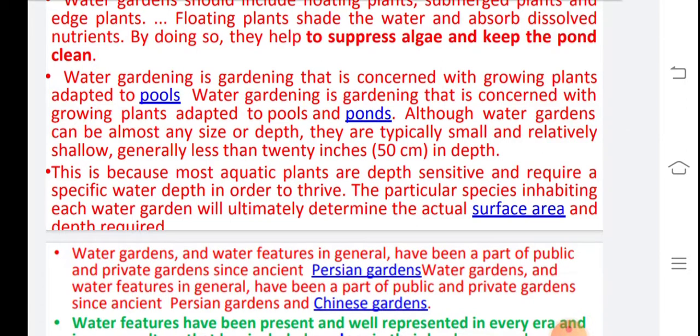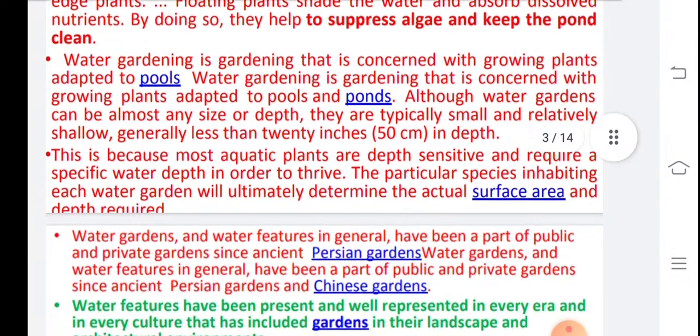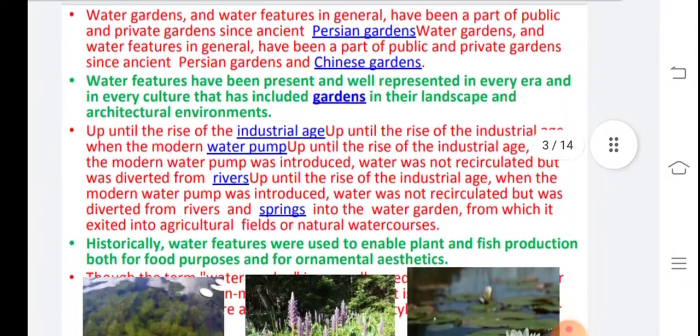In some old references, Persian gardens and Chinese gardens are famous as water gardens. Generally they are private gardens or public gardens. In China also, there are private and public ancient gardens.